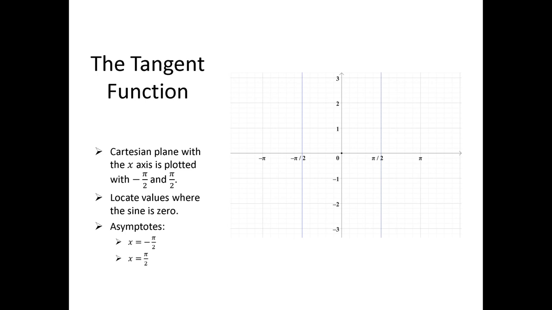From that, we can trace the curve from the origin to the positive side and then from the origin to the negative side. And that's our tangent function.